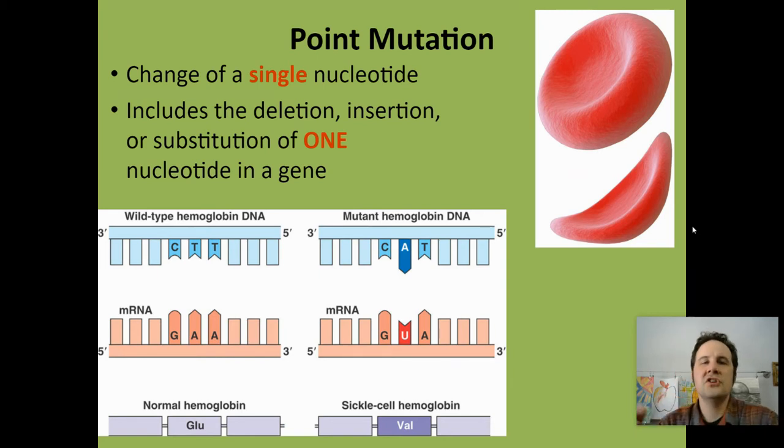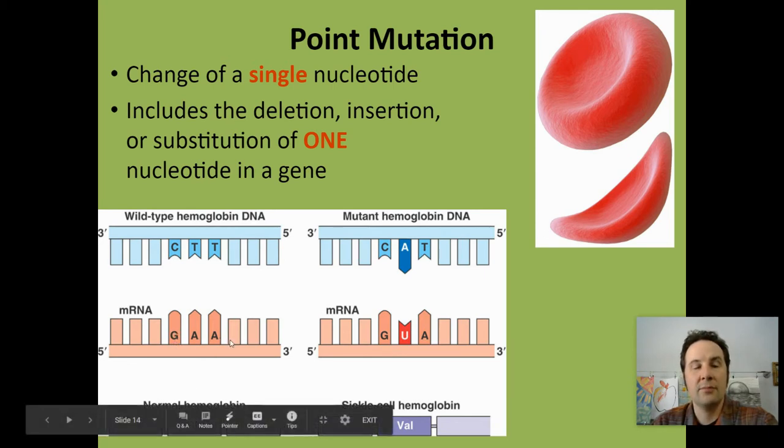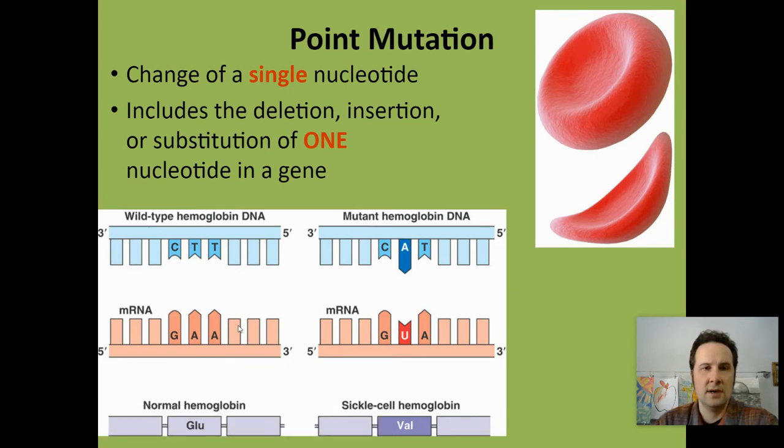It includes deletion, insertion, substitution, as I just said, and it's just 1 nucleotide of a gene. So what I want you to look at here is we have the wild type hemoglobin gene right here. And on the 5th amino acid, we have CTT. That transcribes into mRNA sequence of GAA, and it translates into the amino acid glutamine. There we go, we can see glutamine.